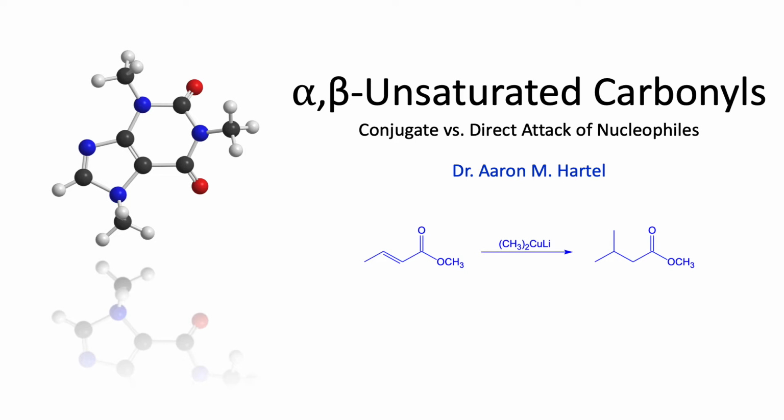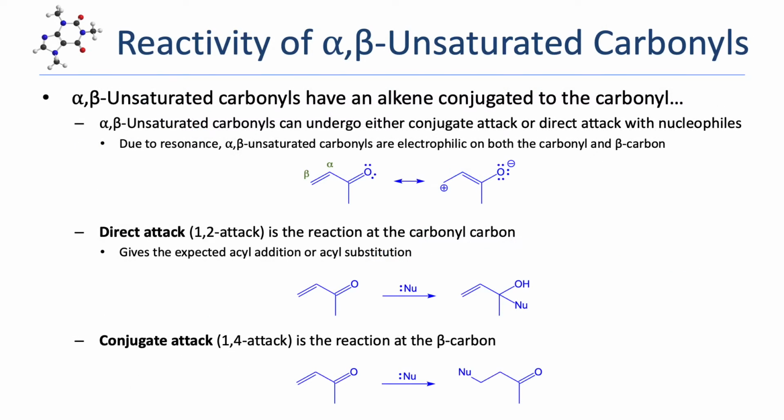In this lesson, we're going to explore the reactions of alpha-beta unsaturated carbonyls, introducing conjugate addition, and looking at conjugate versus direct attack of nucleophiles. Alpha-beta unsaturated carbonyls have an alkene directly attached to the carbonyl. We've seen that carbonyls are good electrophiles. Nucleophiles can attack the electrophilic carbon of the carbonyl, inducing acyl addition or acyl substitution depending on the type of carbonyl. Because of resonance, alpha-beta unsaturated carbonyls are electrophilic at both the carbonyl carbon and the beta carbon.